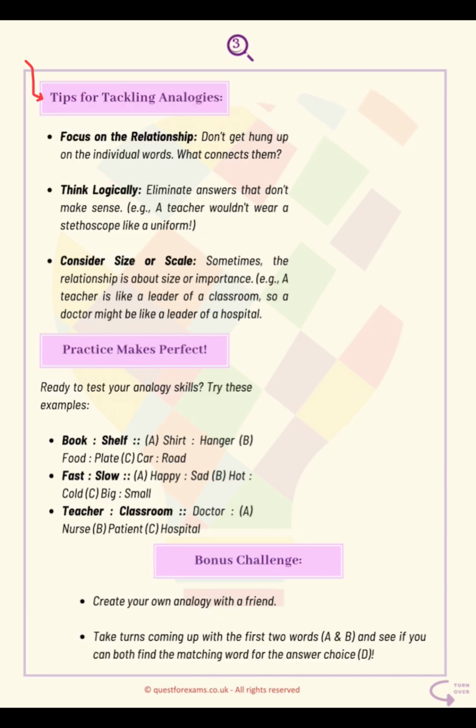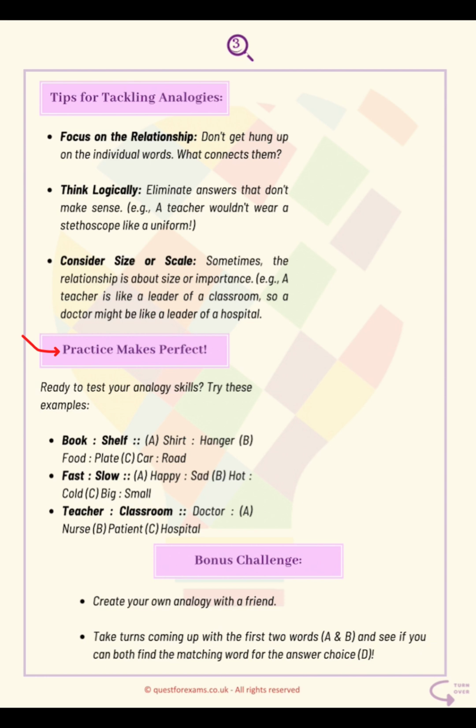Tips for tackling analogies. Focus on the relationship. Don't get hung up on the individual words. What connects them? Think logically. Eliminate answers that don't make sense. Example, a teacher wouldn't wear a stethoscope like a uniform. Consider size or skill. Sometimes a relationship is about size or importance. Example, a teacher is like a leader of a classroom, so a doctor might be like a leader of a hospital. Practice makes perfect. Ready to test your analogy skills?